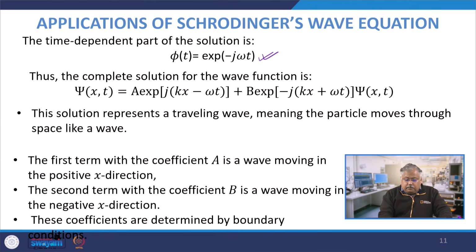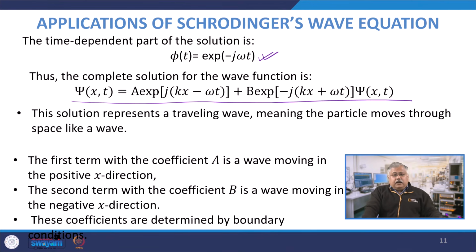Now if you do a complete solution, I get psi(x,t) equals A exponential j(kx minus omega t) plus B exponential j(minus kx minus omega t). And if your basic theory is correct, then this represents a traveling wave. Traveling wave means a wave which is moving with respect to x and t within a free space where the potential is constant.